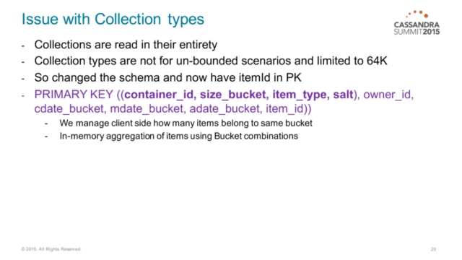So that's not good. And then the second problem is collections can have only 64,000 entries. We knew from our usage that we could end up with one bucket combination needing to have more than 64,000 items stored against it. So obviously that was not good for us, and we had to look back at our schema and come up with something different.